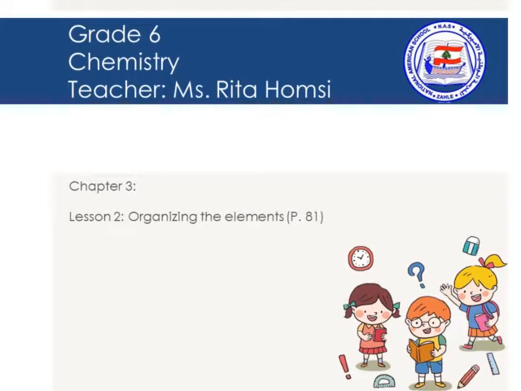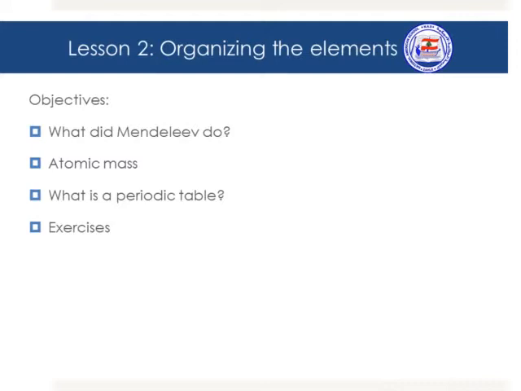Today we will continue explaining in chapter 3, lesson 2, organizing the elements. So please open your books to page 81. Today we will study what did Mendeleev do, what is atomic mass, and what is a periodic table. We will also solve some exercises.